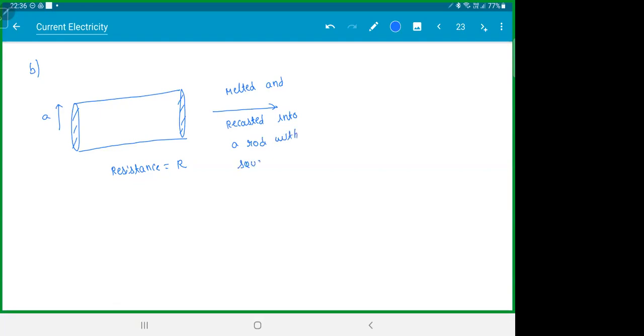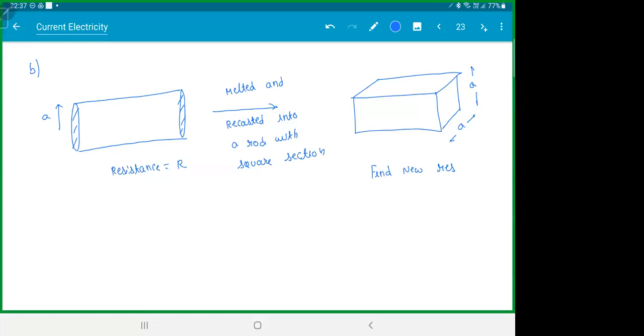So you took this cylinder and you melted it and you made a rod with square cross section. Kind of like your KitKat bar. Like this, where the square cross section side is A and A. Find the new resistance. Nothing about length has been told.